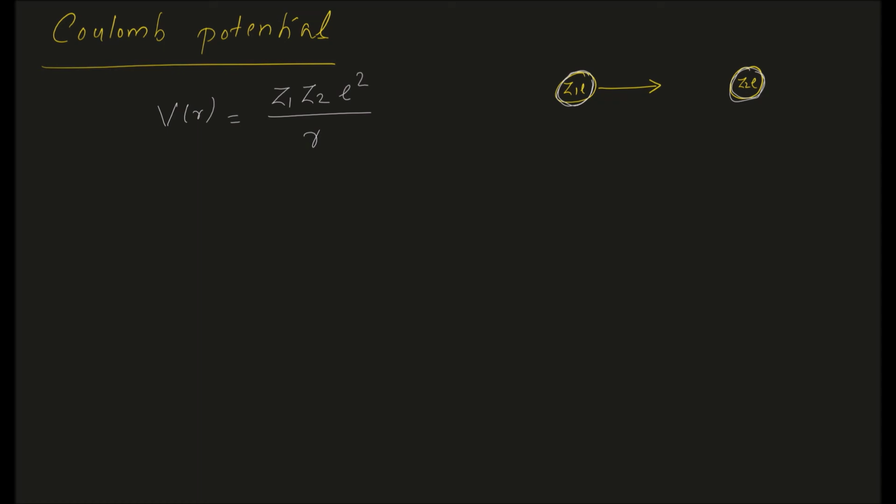Now we are going to use the Born approximation to solve this problem. Then the differential scattering cross section in Born approximation is given by d sigma by d omega is equal to 4 mu square by h cross square q square.